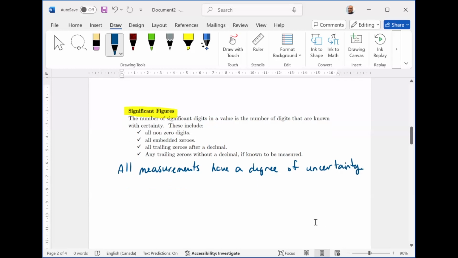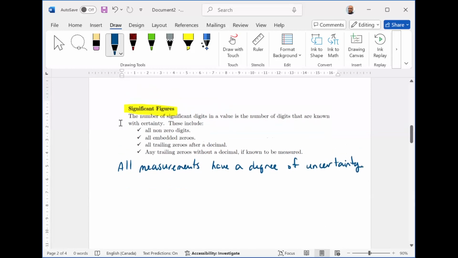So the rules for significant digits, as you can see, say that a digit is considered significant if they include the following: all non-zero digits, all embedded zeros, all trailing zeros after a decimal, and any trailing zero without a decimal if known to be measured. And so I'll show you a couple of examples of what that is. We have in our notes a couple of examples, and I will do a little copy paste here as well.